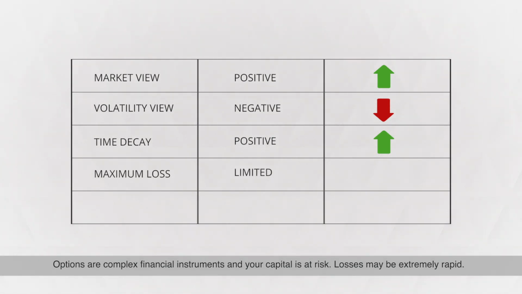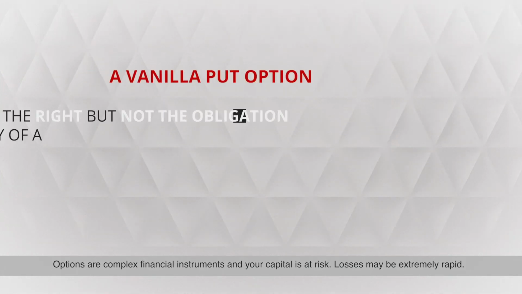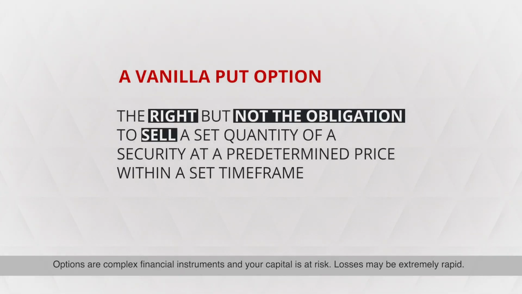Your maximum loss is unlimited, albeit capped if the underlying goes to zero, and your maximum gain is limited to the premium. Remember our definition of a put: the right but not the obligation to sell a set quantity of a security at a predetermined price within a set time frame. By shorting a vanilla put option, you're selling this right to the buyer.